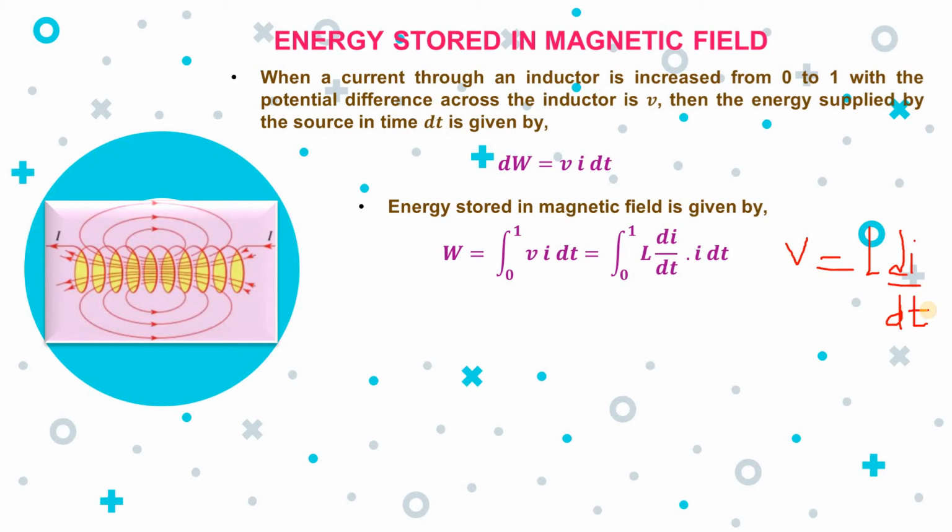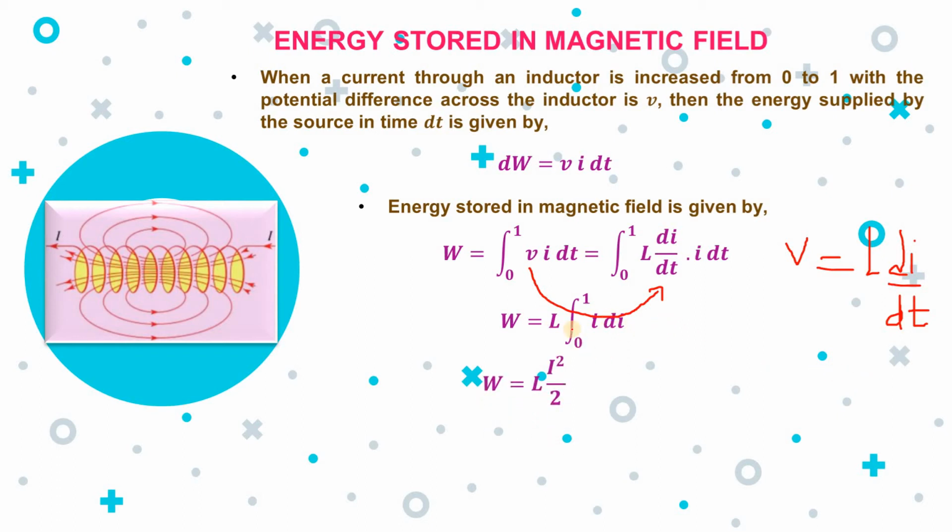Now what you need to do is substitute this V in this equation. Therefore, L into di by dt into I into dt. Now what is the final expression? The next expression is the integral from 0 to I of L I di.